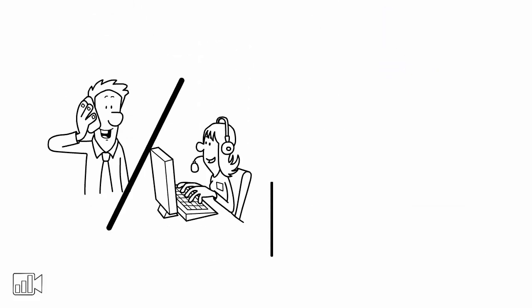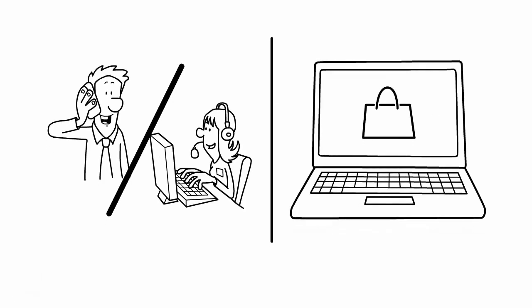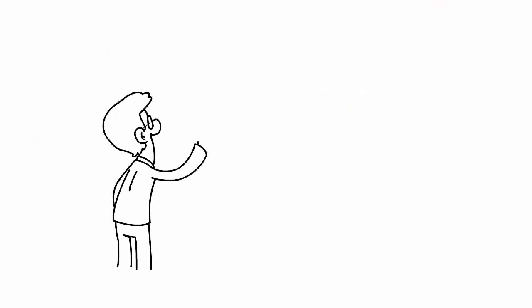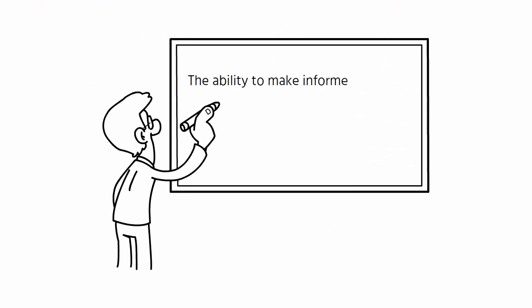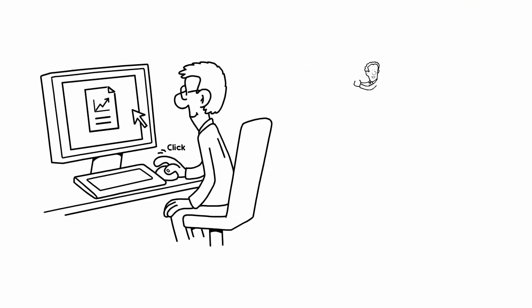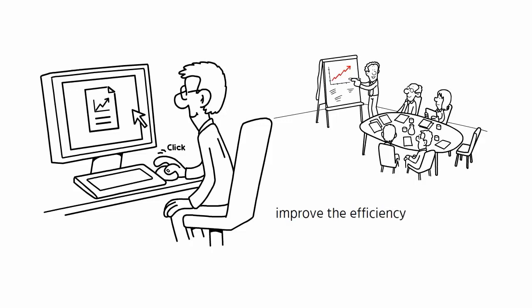ERP can also be integrated with other systems, such as customer relationship management, CRM, and e-commerce platforms, to provide a more comprehensive view of a business's operations. One of the biggest benefits of ERP is the ability to make informed decisions. With real-time access to data, companies can make decisions based on accurate and up-to-date information. This can improve the efficiency of processes, reduce costs, and increase profitability.